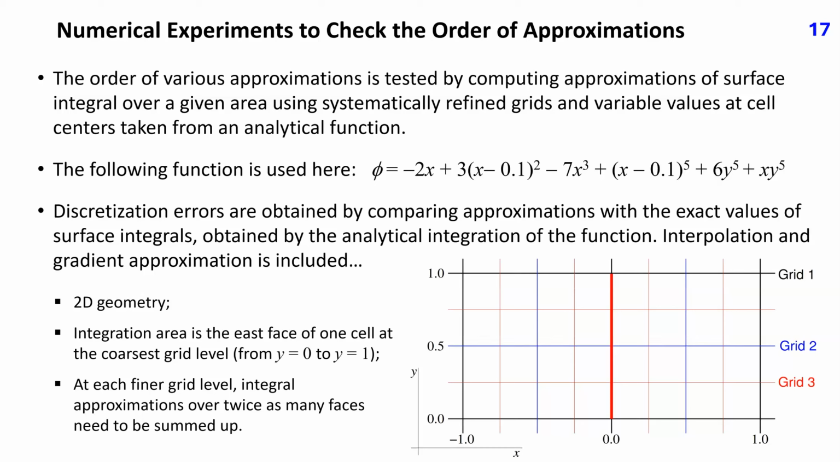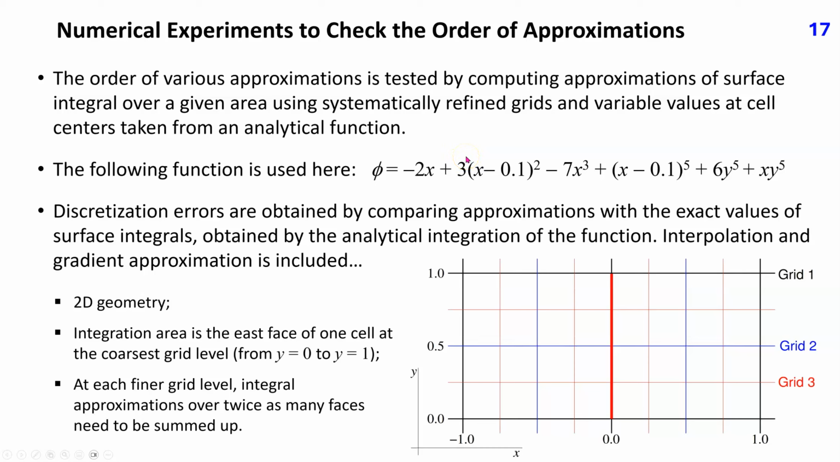For some schemes, we have derived expressions for the leading truncation error term, but this is not so straightforward to do for the complete flux approximation because it involves both the approximate integration and interpolation or differentiation. Numerical experiments are equally simple for linear and nonlinear terms. We test the order of various approximations by computing approximations of surface integral over a given area using systematically refined grids and variable values at cell centers taken from an analytical function. Here, the following polynomial function is used.